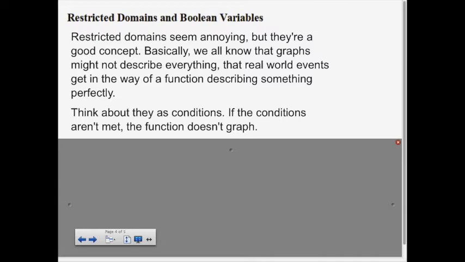No place on the surface of Earth is 200 degrees. You also don't need it to go to absolute zero. No place on the surface of Earth is that cold. And you're not going to find rabbits in space. Think about these like conditions. If the conditions aren't met, the function doesn't graph.